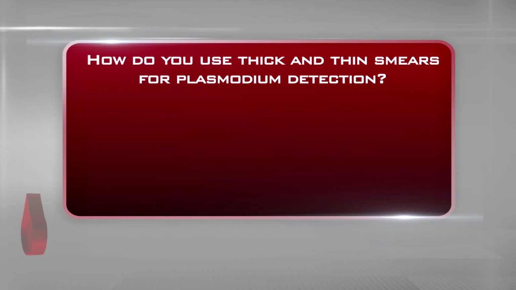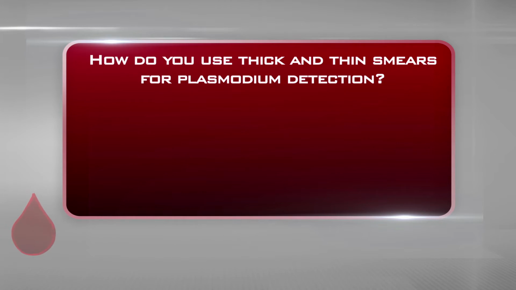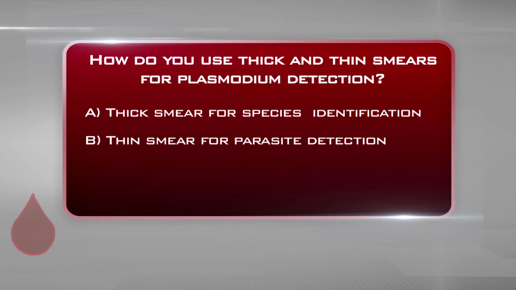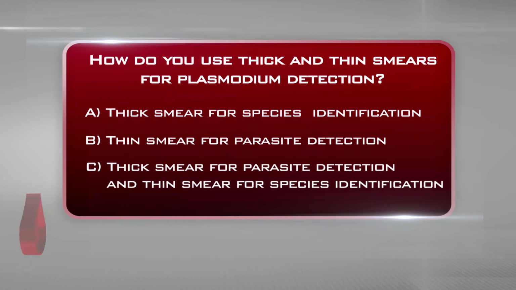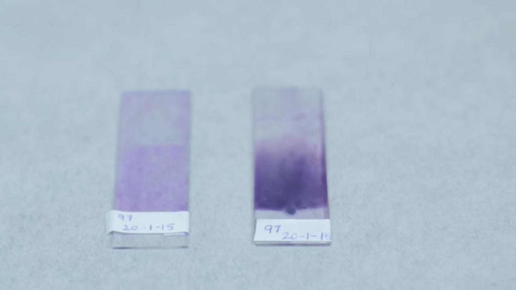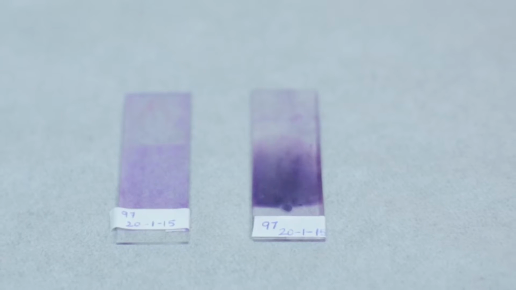How do you use thick and thin smears for Plasmodium detection? A. Thick smear for species identification. B. Thin smear for parasite detection. C. Thick smear for parasite detection and thin smear for species identification. Yes, the correct answer is C. Thick smears are used for detection of malarial parasites and thin smears for identification of species.